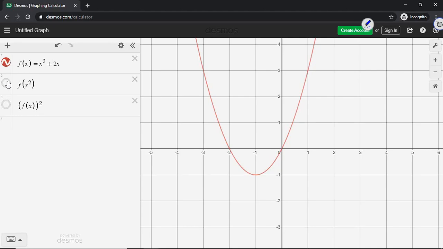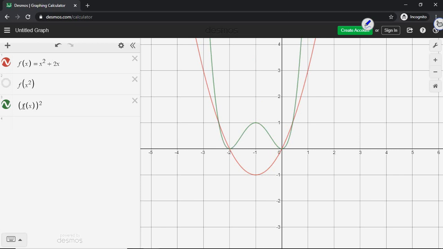So here's our original function, and here is f of x squared, which is quite a bit different. It looks like it's been moved up and right and maybe been made more narrow or stretched taller, but really don't think of it like that at all. It's a completely different function type. And here is f of x squared. No, it's quite a bit more different.